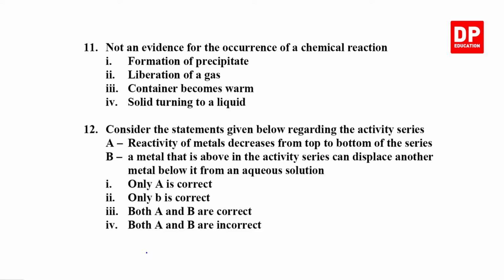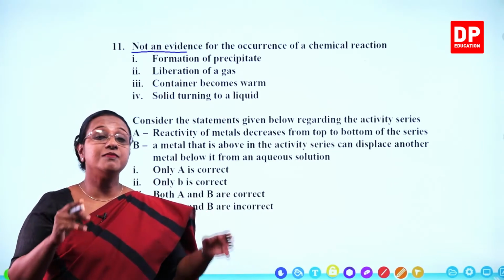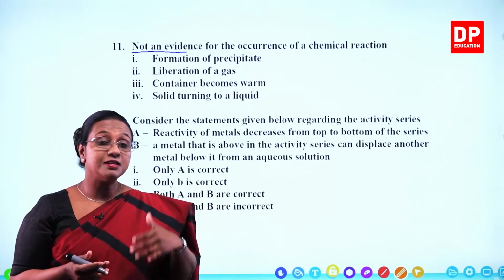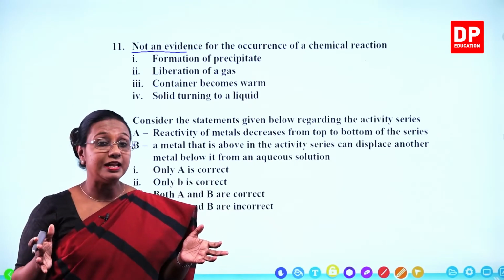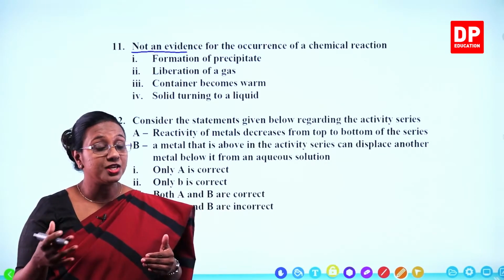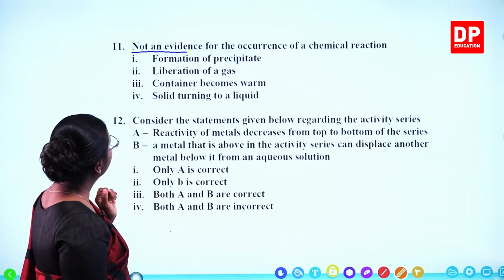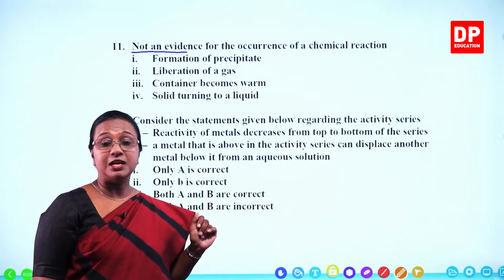Question number 11. Not an evidence for the occurrence of a chemical reaction. So it is not an evidence. So you all know, students, we observe a chemical reaction when we see changes occurring to the reactants or the reactants being consumed and the products being produced. So how do we identify them? There are so many different changes you are familiar with. Let's look at the answers. The first one, formation of precipitate. This is something familiar to you all.